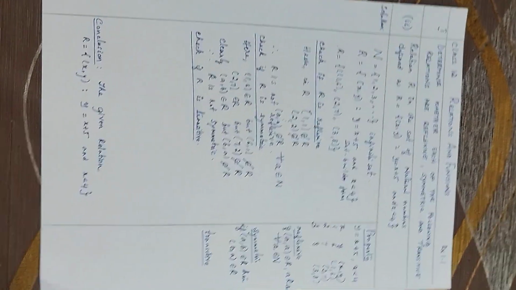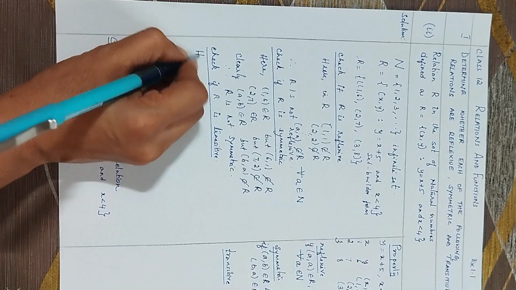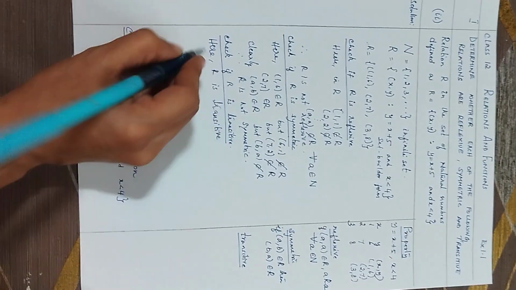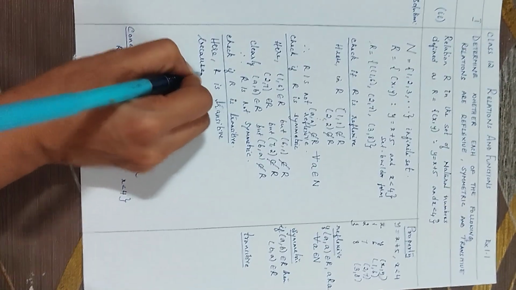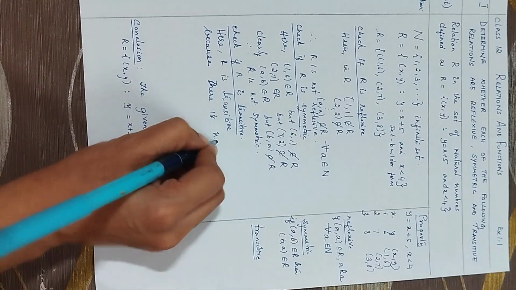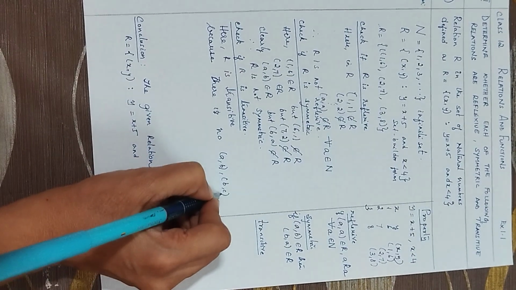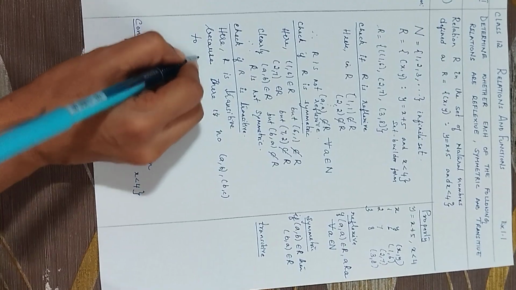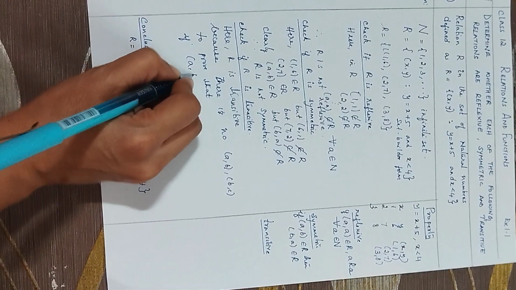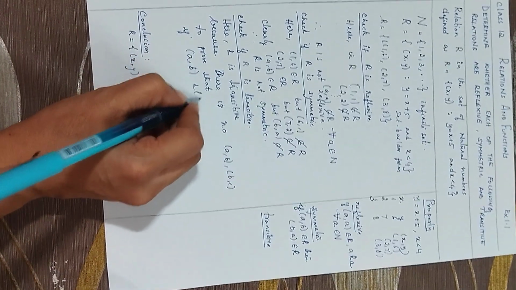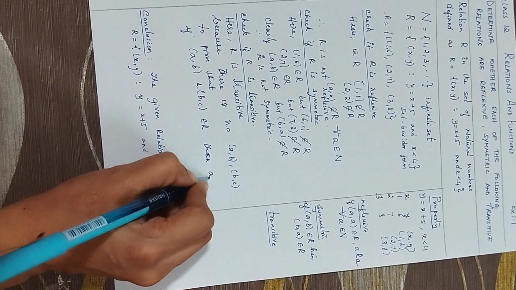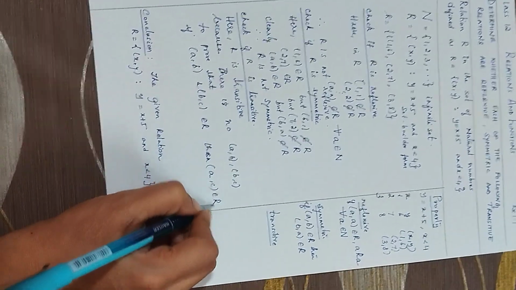So now coming to this case, R is transitive because there is no (a, b), (b, c) pair. There is no such pair to prove otherwise, that if (a, b) and (b, c) belong to R, then (a, c) belongs to R.